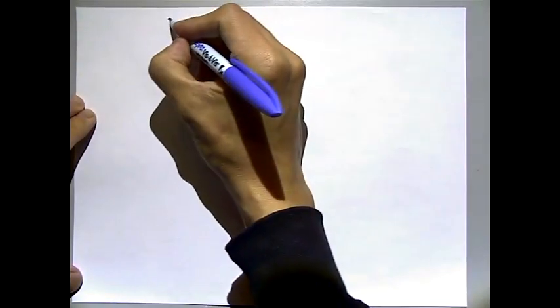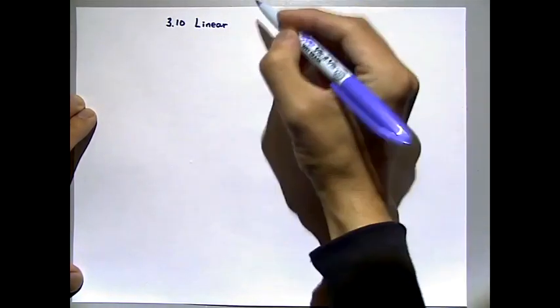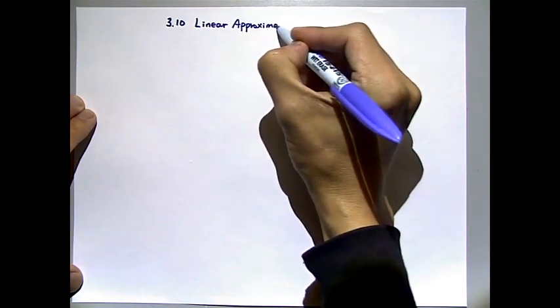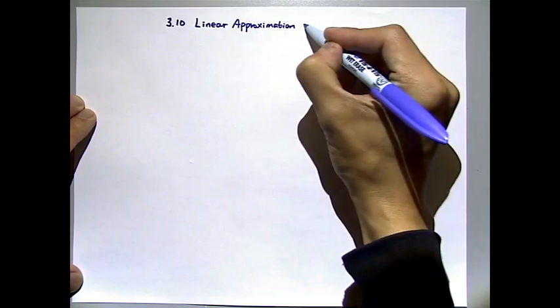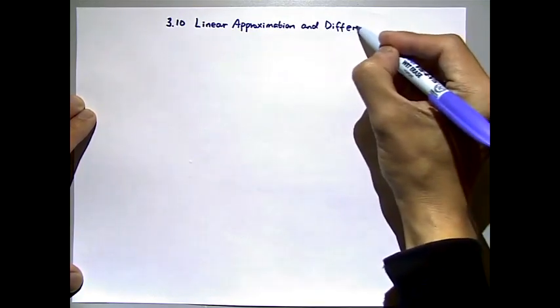All right, so today we're going to look at section 3.10. The topic is on linear approximation, and this thing called the differential.